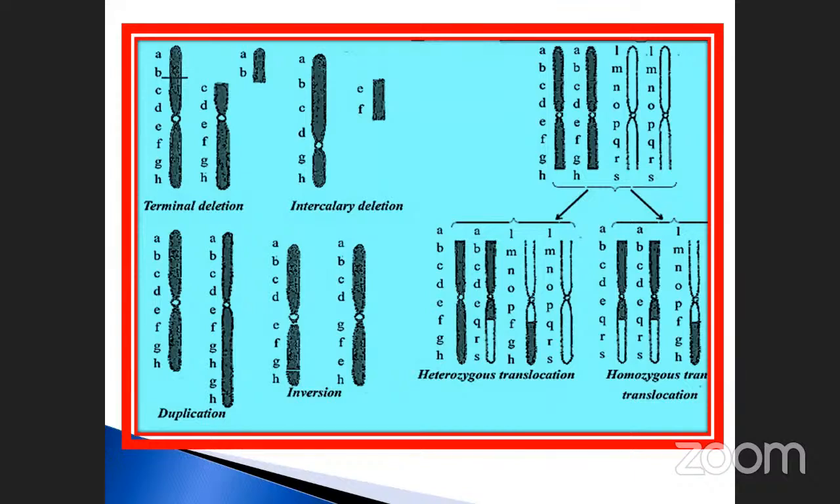Homozygous, what is the meaning? The same chromosomes can exchange among themselves. Okay, this is the homozygous. As a result, what happened? It will give a new one. Okay, go to the next one.